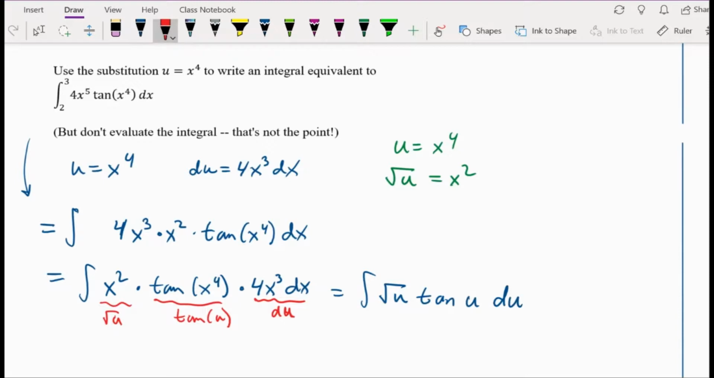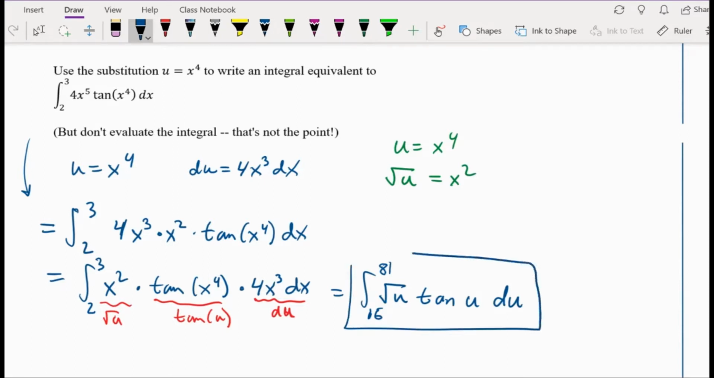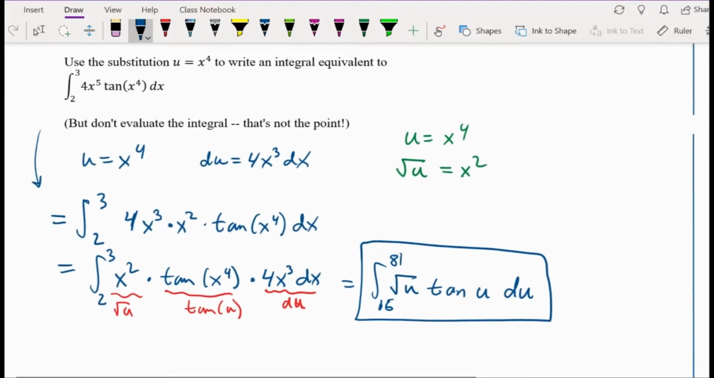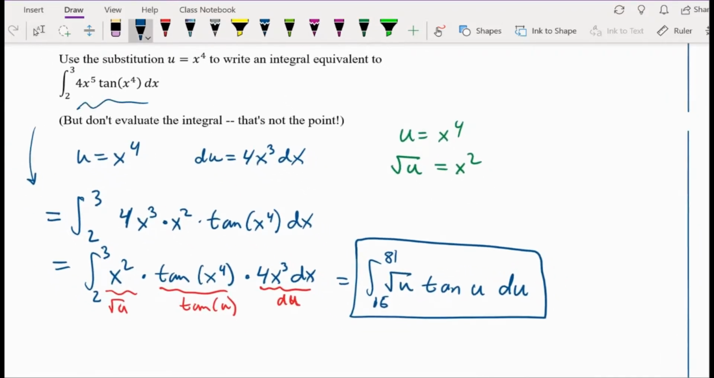Oh, and also let's not forget to put in the limits of integration. Since this is still in variable x, I'm going to keep the original 2 and 3. But now I need to take 2 to the fourth power, which is 16, and 3 to the fourth power, which is 81. So this is an equivalent integral to the original expression. In other words, the integral in the box is equivalent to this integral up here.